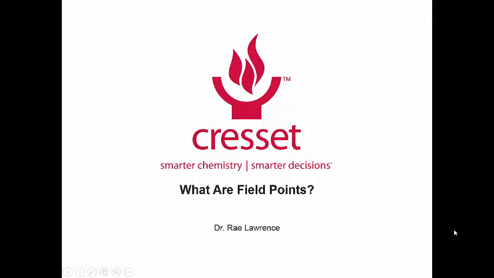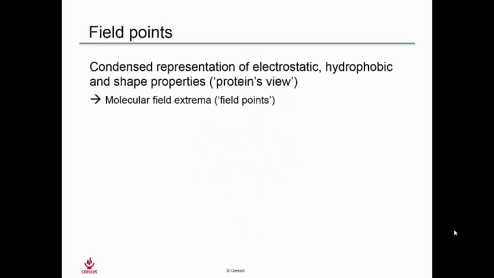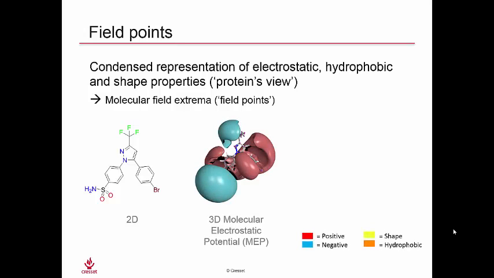In this short video, we will introduce the concept of field points and how they are used to compare molecules. Cresset's philosophy is all about looking at ligands the way they are seen or experienced by the protein receptor. To do this, we step away from the two-dimensional representation and consider a ligand as something that has a three-dimensional distribution of shape, charge, and hydrophobicity.